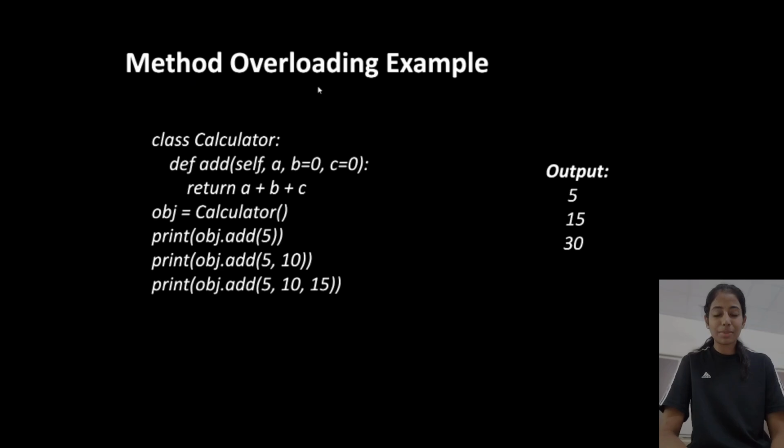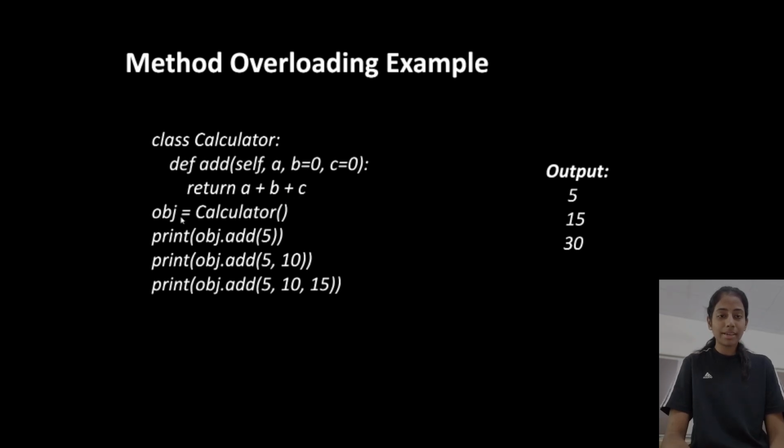Let us now discuss method overloading. This is when multiple methods have the same name but different parameters. In Python, we can simulate it using default parameters. We will understand this using a Python code. Class Calculator, def add(self, a, b=0, c=0). B and c are already given values 0 and 0 respectively. This is called using default parameters. Return a + b + c.